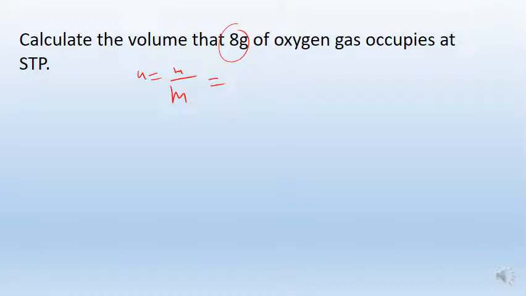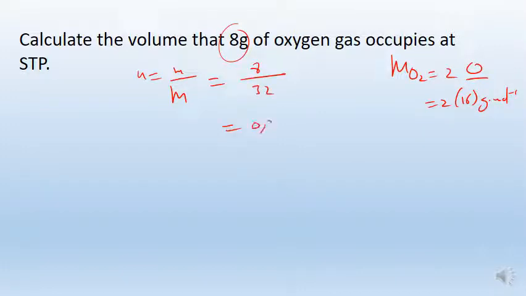Now, you've got to be very careful here. So it's 8, but oxygen is O2. So let's say the molecular mass of oxygen will be 2 times 16 grams per mole. So that is 8 over 32, which is 0.25 moles, which is a quarter mole.